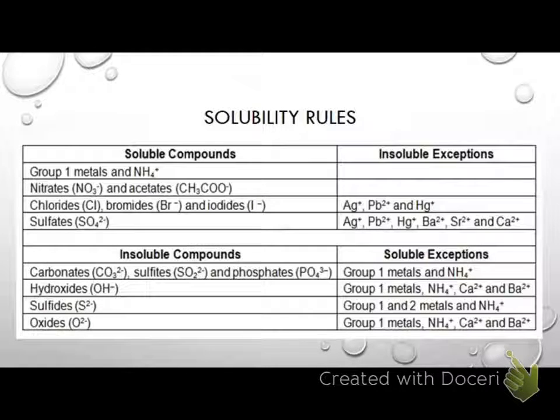Okay? So the way you're going to read this solubility chart is you're going to read it like this. This top part, all of these things are soluble unless they are with one of these exceptions over here. So you'll notice that group 1 metals and ammonium, all your nitrates and acetates are no exceptions. So they're going to always be soluble. So they're always going to be AQ. When you have anything joined with that, you're always going to write AQ afterwards.